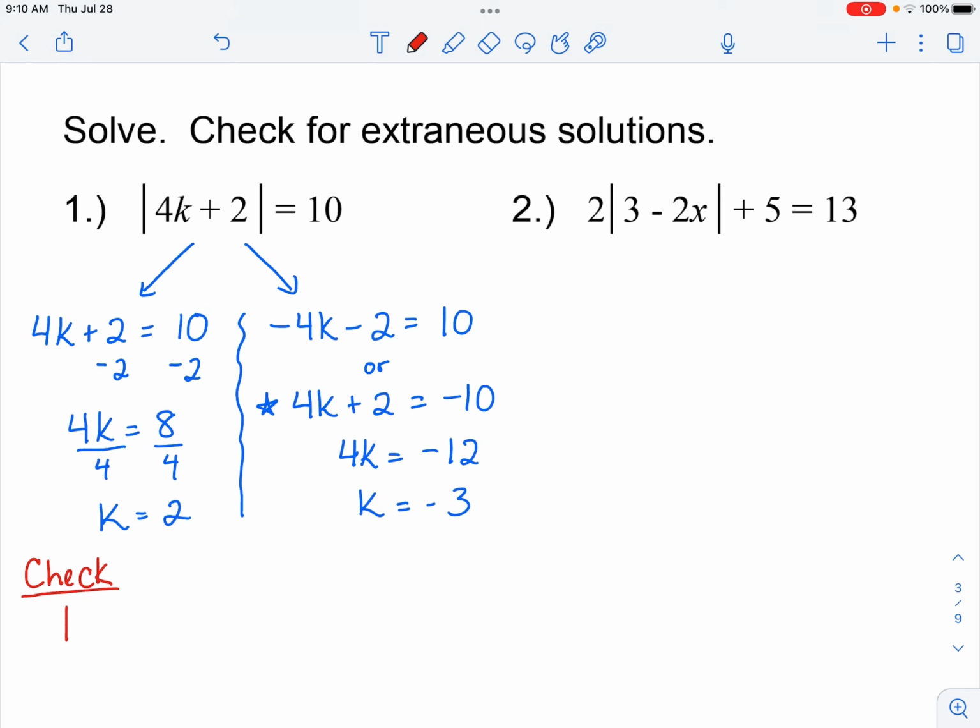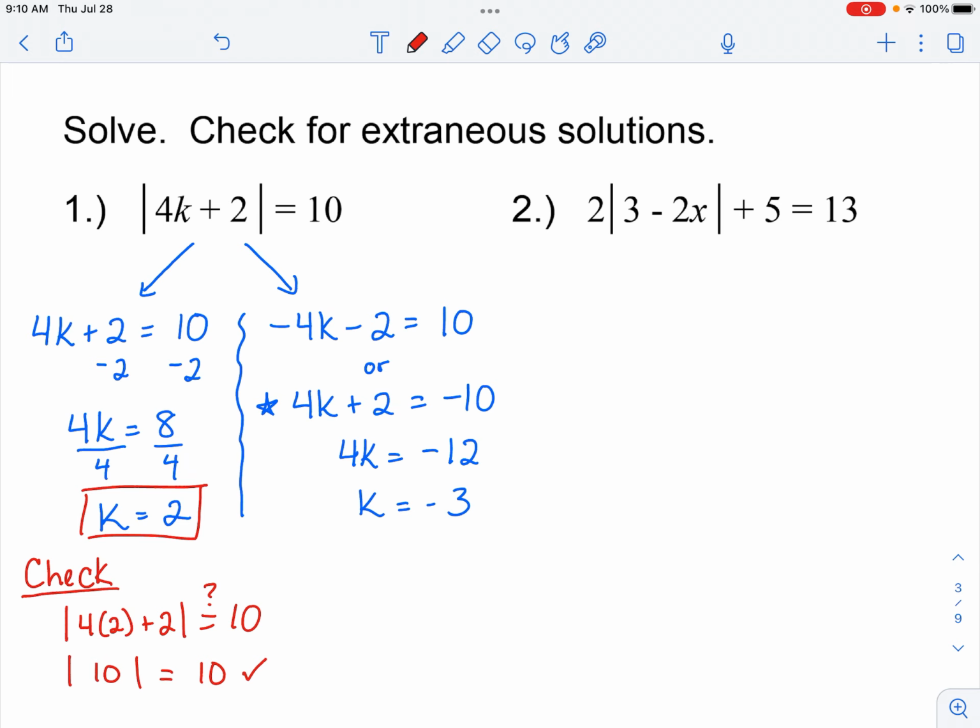So checking k equals 2 is going to give me the absolute value of 4 times 2 plus 2. The question is, does that equal 10? Well, that's going to give me the absolute value of 4 times 2 is 8. 8 plus 2 is 10. So the absolute value of 10, does that equal 10? And the answer is yes, it does. So that means k equals 2 is a solution.